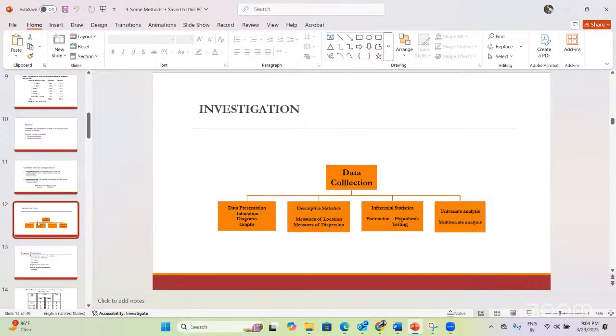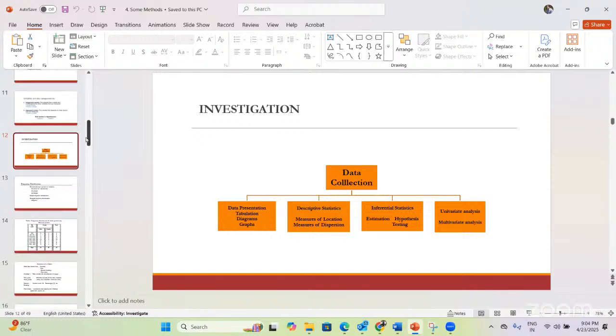After data collection, we have the statistics, how to interpret or understand our data. After that, we will infer from our data. After that, we will do some analysis to give the interpretation of the collected samples.